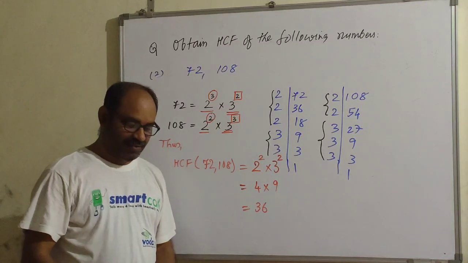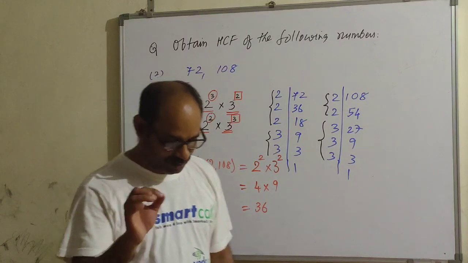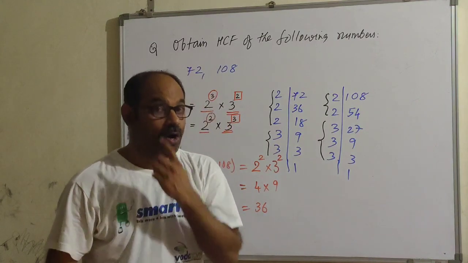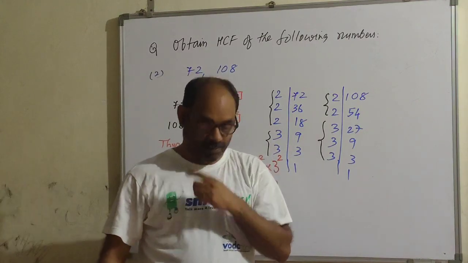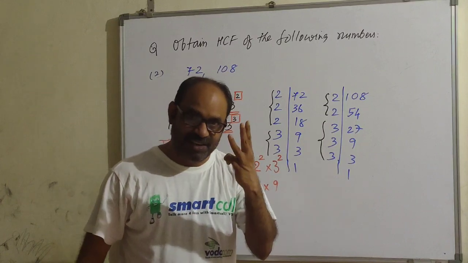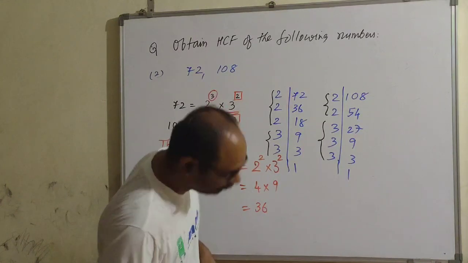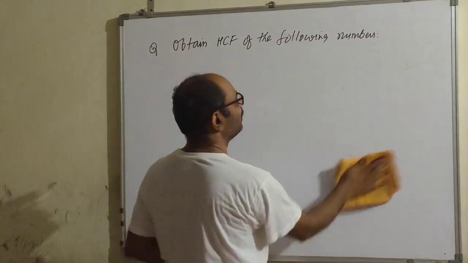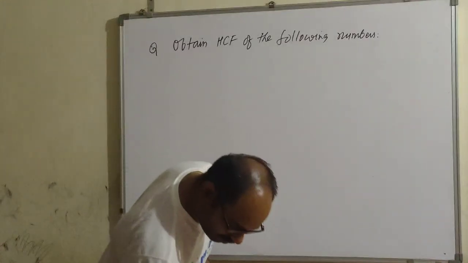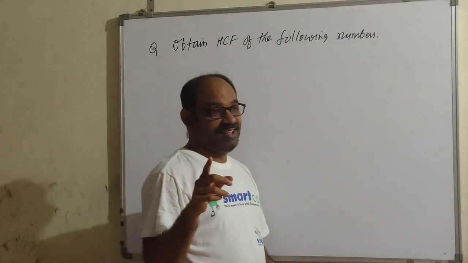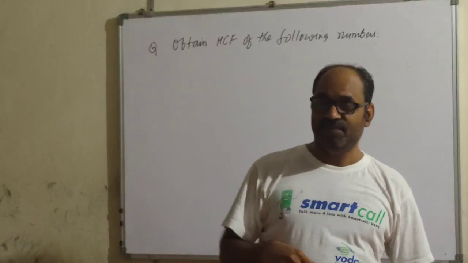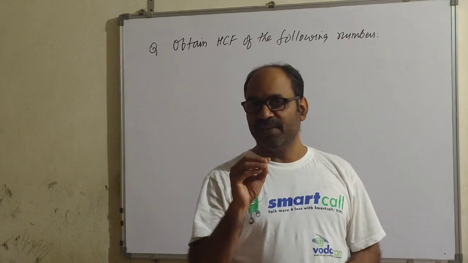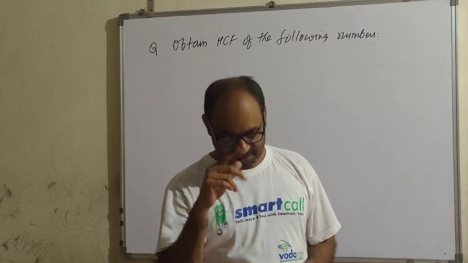So what is the HCF of 72 and 108? 36. By which method have we found the factors? HCF using the prime factorization method, or using the fundamental theorem of arithmetic. Can we take 3 numbers? Okay. Third example. Finding HCF by using the fundamental theorem of arithmetic is difficult when it comes to 3 numbers. Let's see.